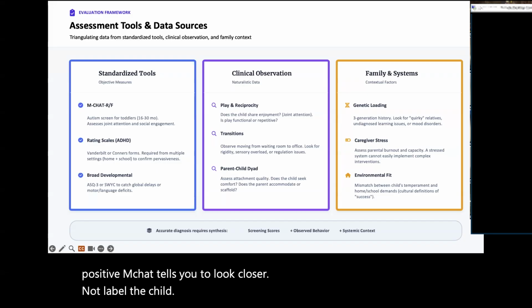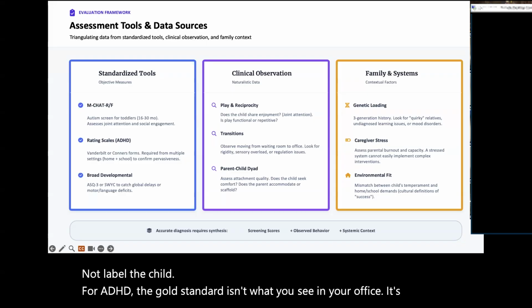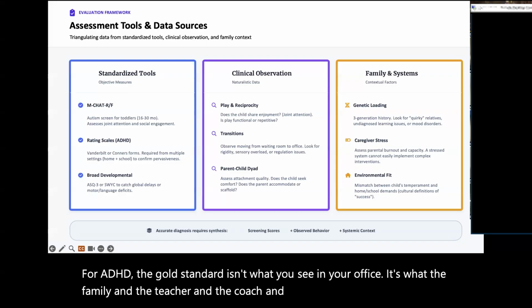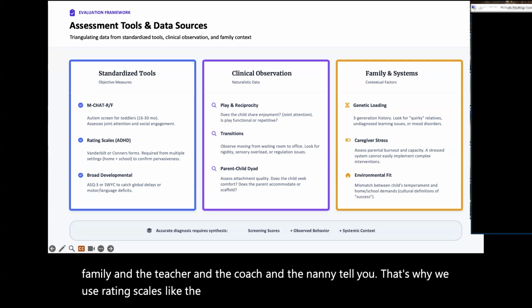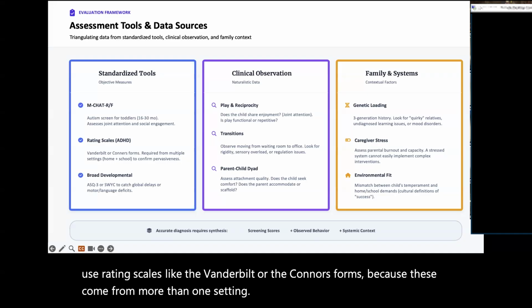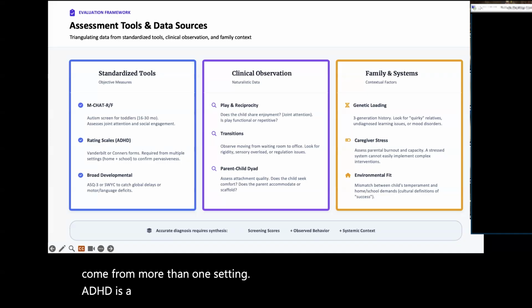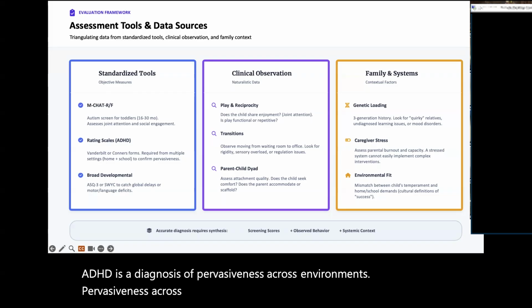For ADHD, the gold standard isn't what you see in your office, it's what the family and the teacher and the coach and the nanny tell you. That's why we use rating scales like the Vanderbilt or the Conners forms, because these come from more than one setting. ADHD is a diagnosis of pervasiveness across environments. Pervasiveness across environments, not a reaction to one specific classroom or parenting style.